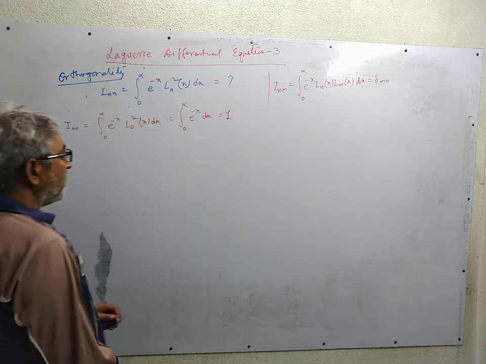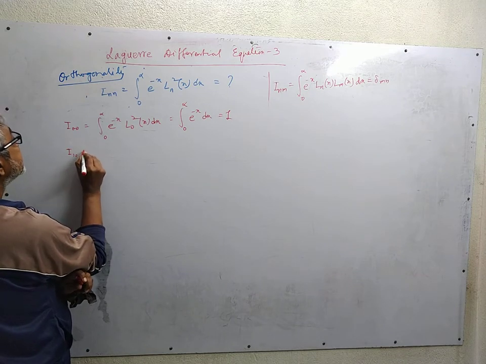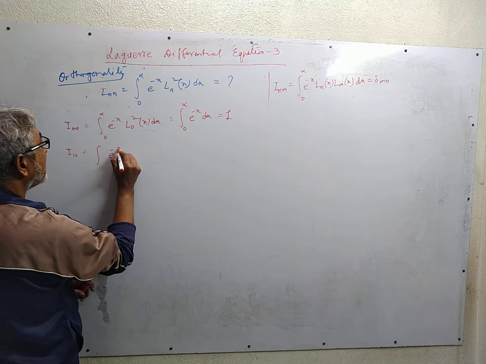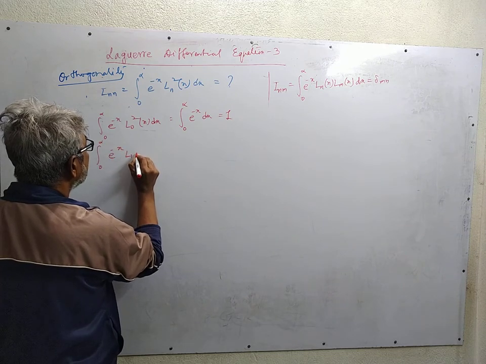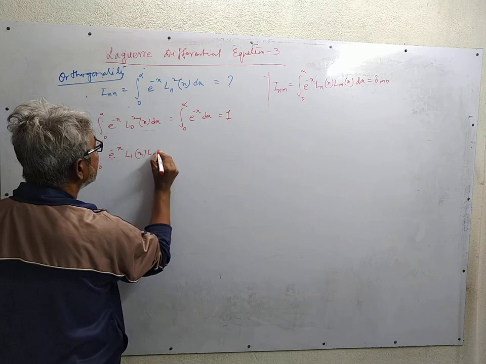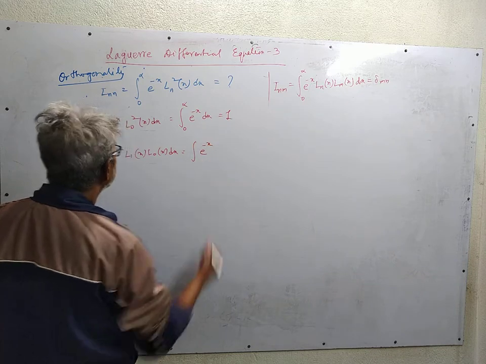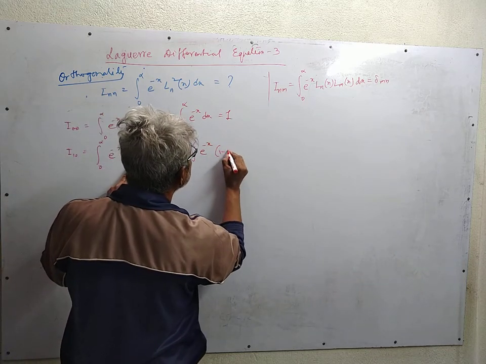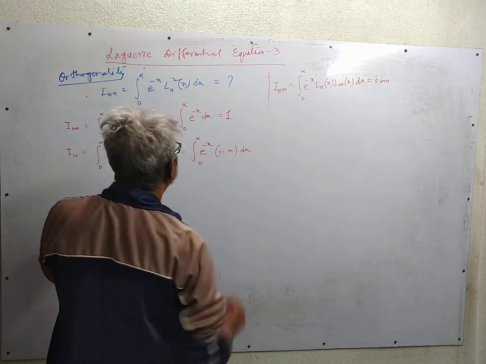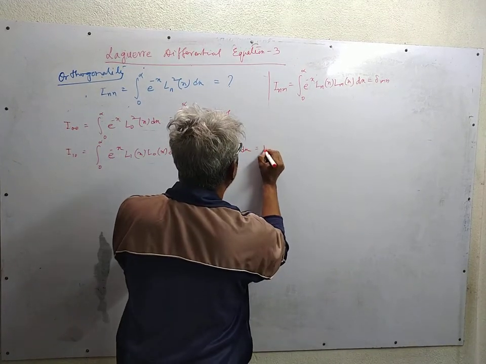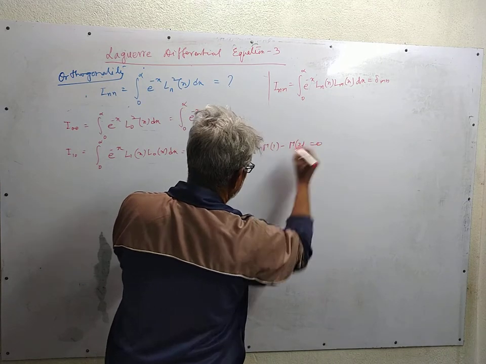This is gamma 1. Now coming to I10, the integral of e to the power minus x L1 of x L0 of x dx. So it is e to the power minus x, L1 is 1 minus x and L0 is 1, so the first term is gamma 1, the second term is gamma 2.